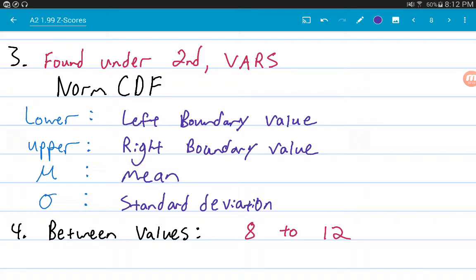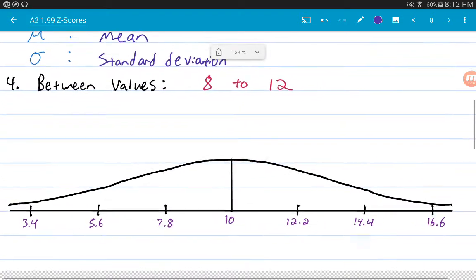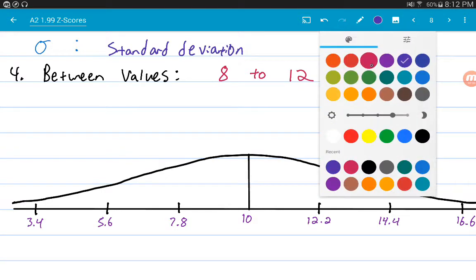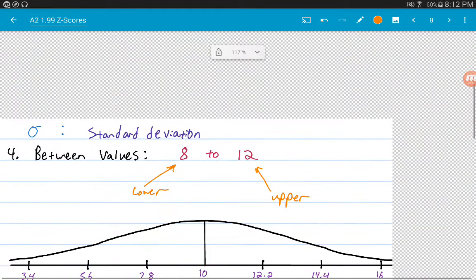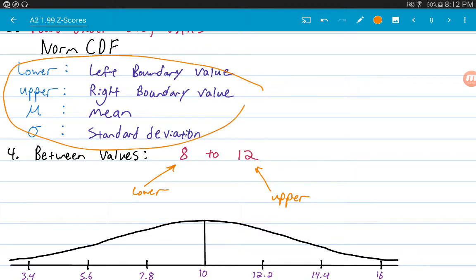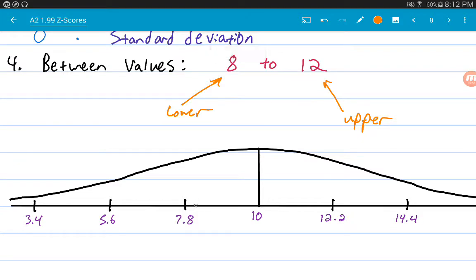So here's how you do it with between values. If we were doing something like between the values of 8 and 12, this is really simple actually. 8 is going to be my lower, and 12 is going to be my upper. Remember that this is only for Ti84 style, right? If your input for norm CDF looks like this, you are on the right video. So that's my lower and that's my upper. So what we're trying to find out is what percentage of the data falls in this range.